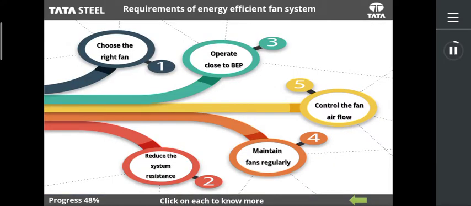There are certain requirements for an energy-efficient fan system. Let's look at what they are. First, choose the right fan. Second, reduce the system resistance. Third, operate close to BEP. Fourth, maintain fans regularly. Fifth, control the fan airflow. Click on each point to know more about them in detail.